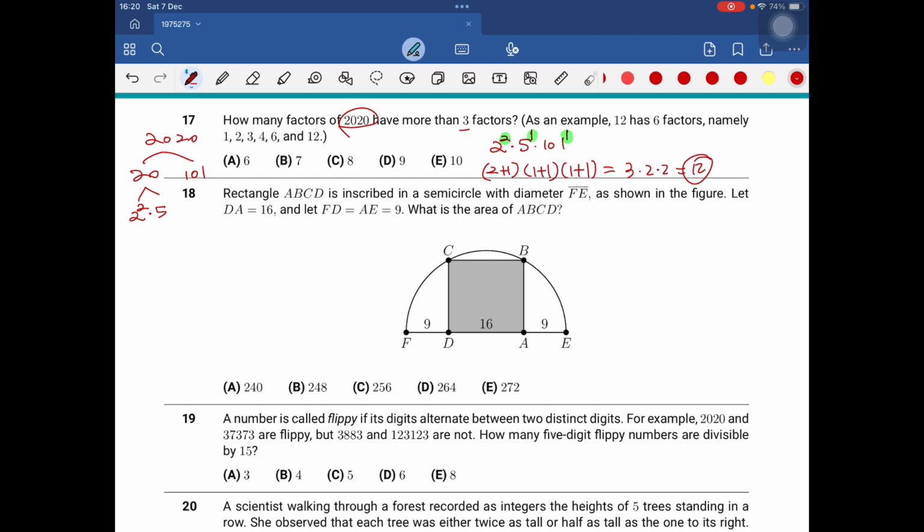But out of 12, we need to subtract 1, 2, 5, and 101, because those prime numbers have only 2 factors, and 1 has only 1 factor. So we need more than 3 factors.